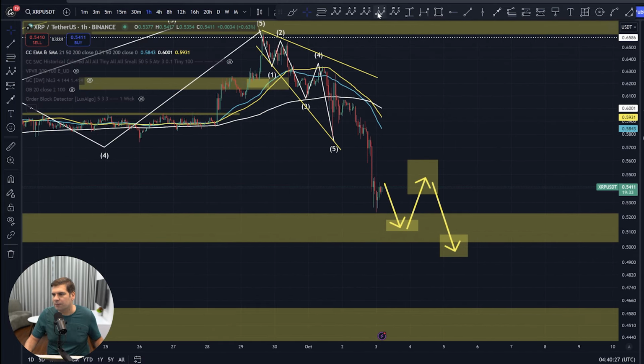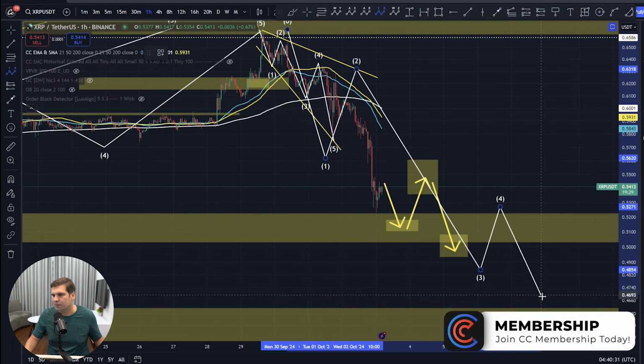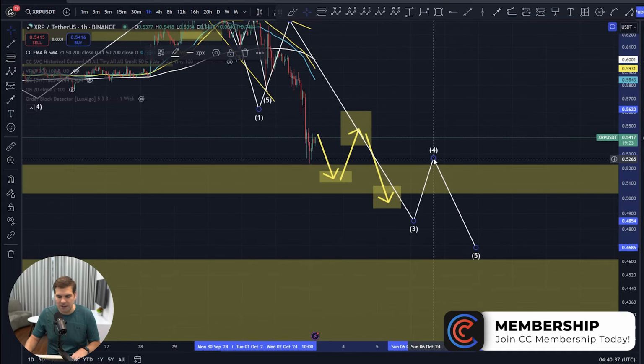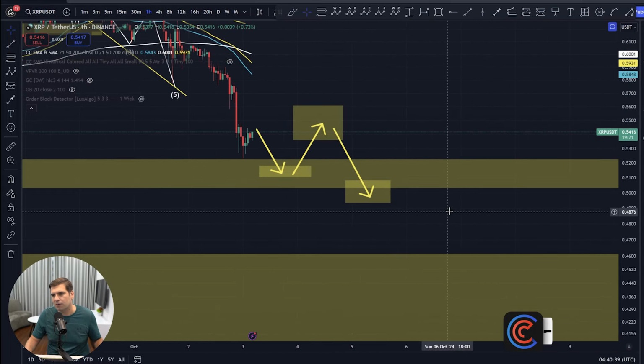Essentially, all of this is going to be a wave 3. So we have that diagonal, right? We have the 1, the 2, all of this is going to be the 3, the 4, then we have the 5. So you can still see that we work our way down towards probably 46 cents. And it's going to be interesting to see whether that plays out like that or whether or not the market is going to change.